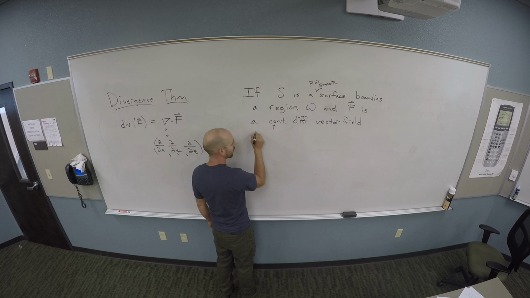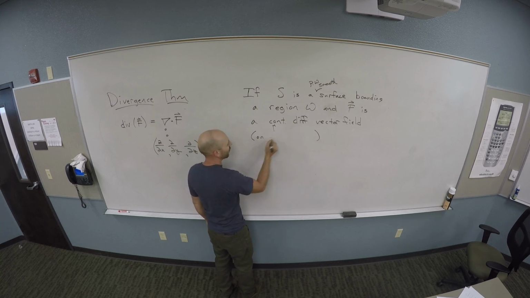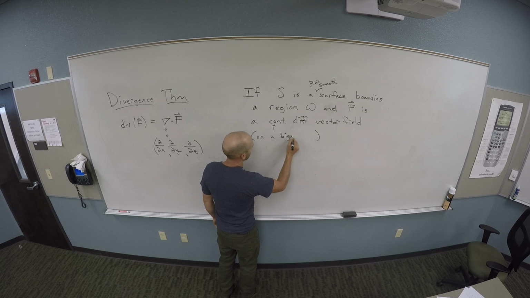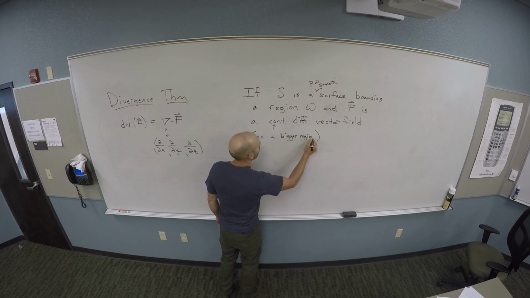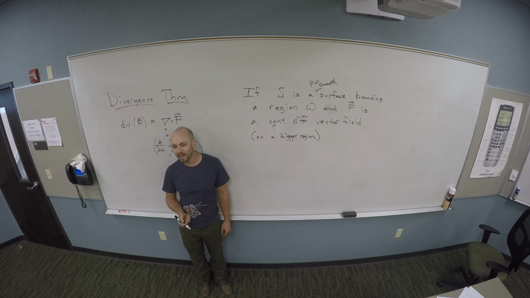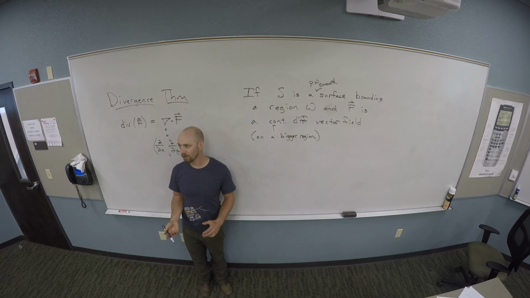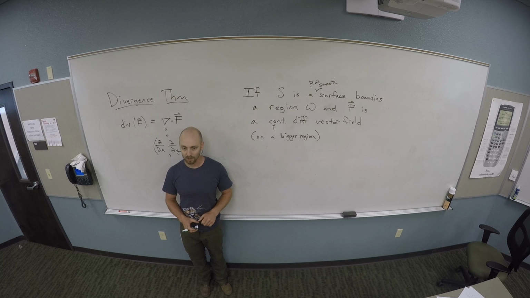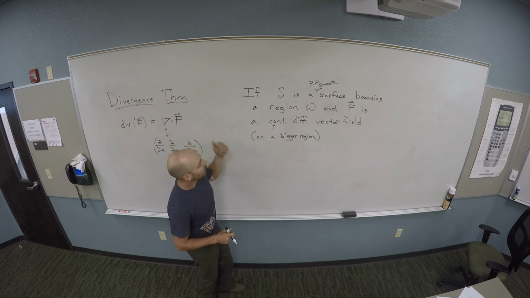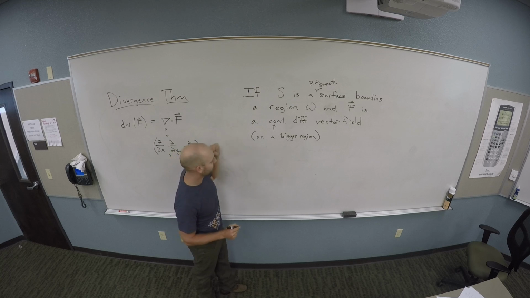Let me point at continuously differentiable and add on a bigger region. What I mean by that is if this thing has problems, they've got to be a bit away from the area you're talking about. In most cases, this won't matter at all. Most of the vector fields we deal with are nice and continuously differentiable everywhere, and we usually don't check this kind of thing. But if this thing had problems where you were integrating, that would be a big deal. Cool? All right, so I've got a continuously differentiable vector field, a region W, and a surface bounding it.